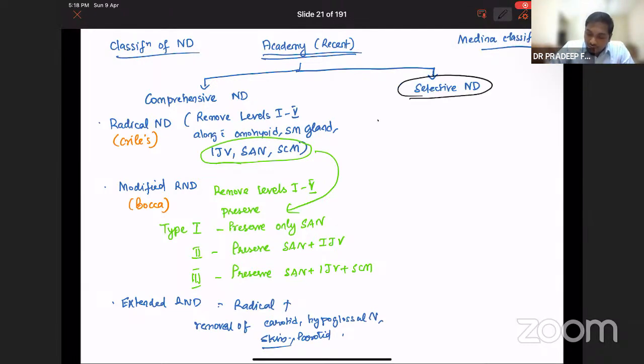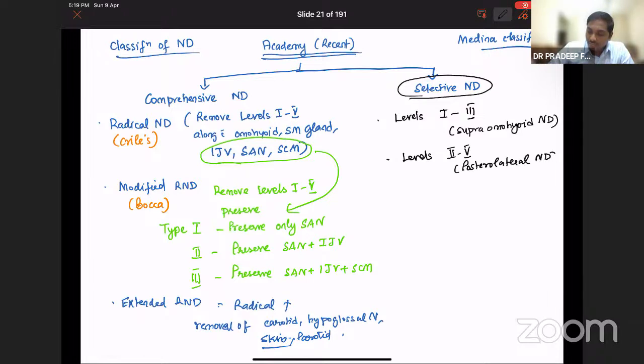Now moving on to selective neck dissection. Selective neck dissection is you remove specific levels. Levels 1 to 3 is called supra-omohyoid neck dissection. You remove levels 2 to 5, this is called posterolateral neck dissection. Or you remove level 6, this is central compartmental neck dissection that is commonly done for thyroid cancer. These are called selective neck dissections.